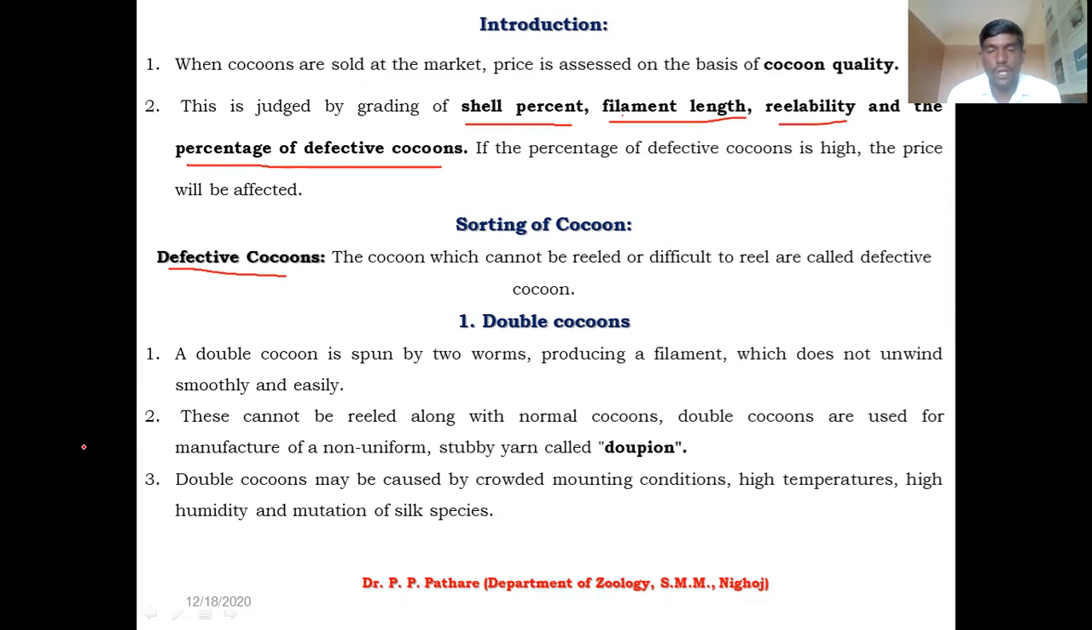I hope you understand the meaning of double cocoon, what is the use of double cocoon, and what is the actual meaning of double cocoon. Do you understand? If you have any question, you can ask me. Next point.